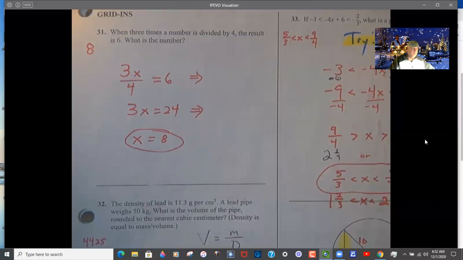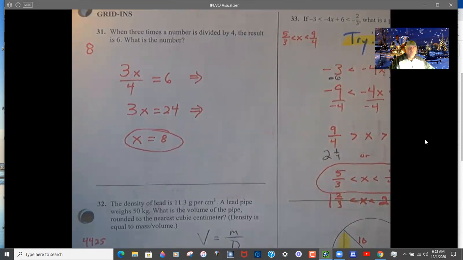These are problems 31 through 38 in the first SAT practice test for the calculator portion. And it is assignment 9 in test prep.